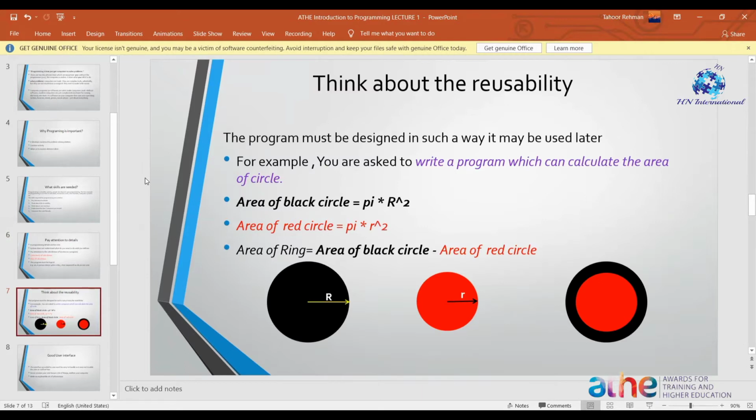In this, you can see the program must be designed in such a way that it may be used later. For example, you are asked to write a program which can calculate the area of a circle.